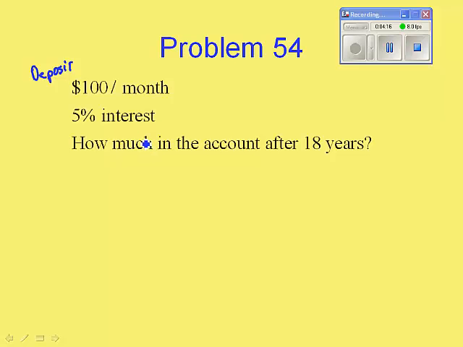By the way, if there was no interest, how much would you make? Well, it'd be 18 times what? 100 times 12, right? That would be the simple answer without any interest. Now, what some people would do is just take 5% of that, and that'd be what you call simple interest. But that's way off, okay? Compound interest gets you a lot more. So the nice, easy answer, I guess, is that the amount will be approximately the following.